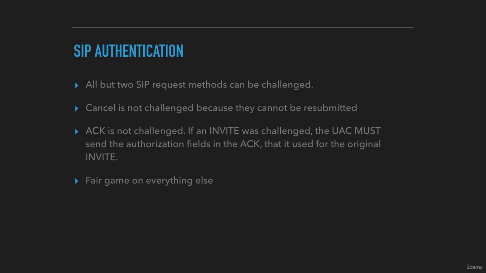Now, if an INVITE was challenged, the UAC must send an authorization field in the ACK that is used for the original INVITE. What I mean by that: if an INVITE went out and the INVITE was challenged, the UAC then sends another INVITE to go through the challenge testing. It goes through the challenge response. The INVITE now has an auth header field listed in there. Now, if this UAC sends an ACK, it will copy that exact same header field in there and send it toward the UAS. Fair game on everything else, though. All the other methods can be challenged.